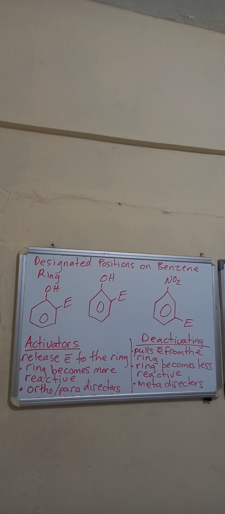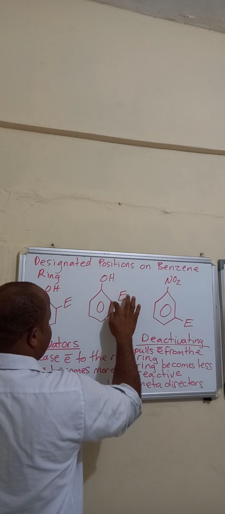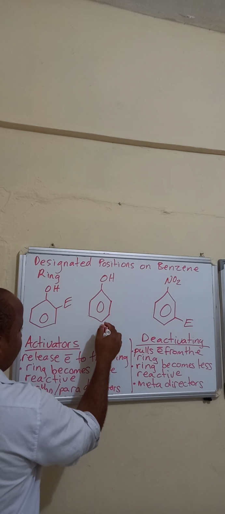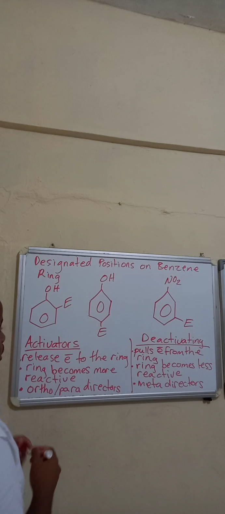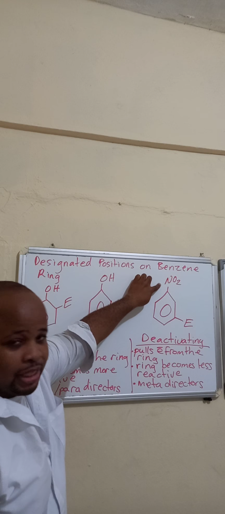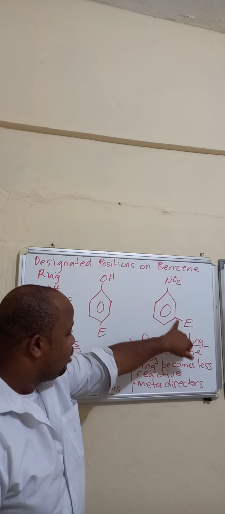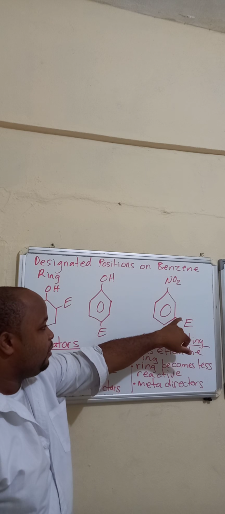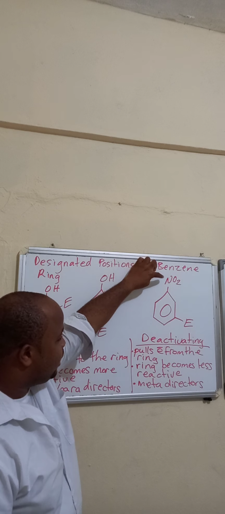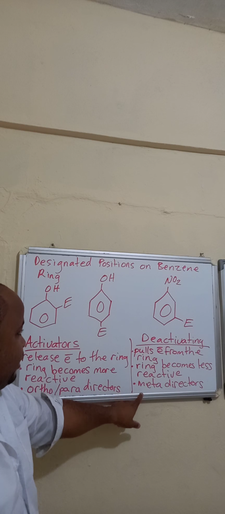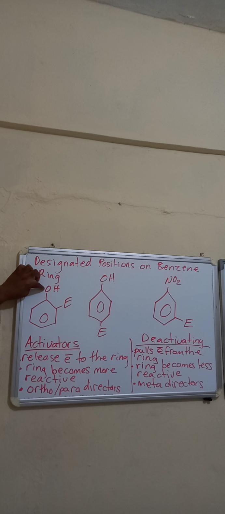So if you have phenol present, most of the products will have the electrophile in the ortho and the para positions. But if it's nitrobenzene, most of it, about 90% or more, you will get the electrophile in the meta position. That's because the nitro group is a deactivating group. The OH group, that's an electron releasing group. It is an activator because it makes the ring more reactive.